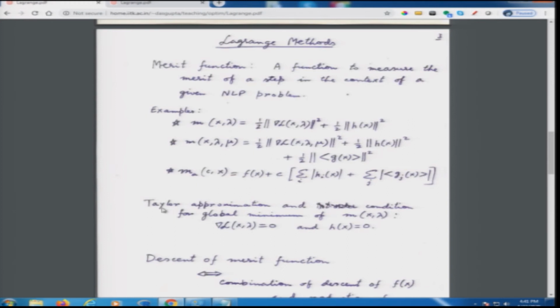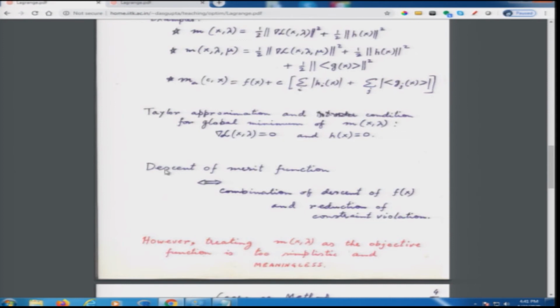Now, this will mean a combination of improvement in the function value. See here, that is more apparent, here f(x) itself is sitting. So, improvement in the function value and an improvement in feasibility. A combination of those two is represented in the merit function. So, basically this shows the merit of a particular proposed descent step. Taylor approximation and global minimum of this merit function turns out to be this. Wherever this is satisfied, typically the merit function goes lowest.